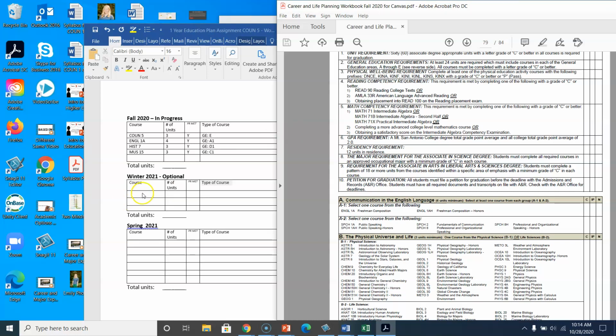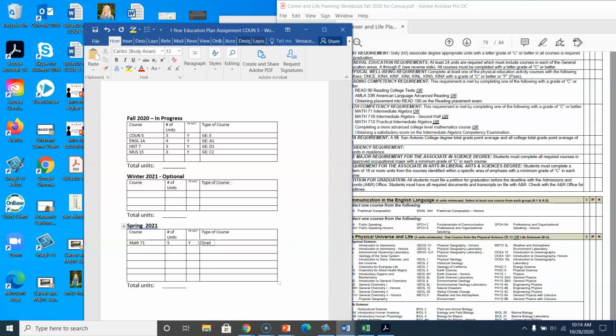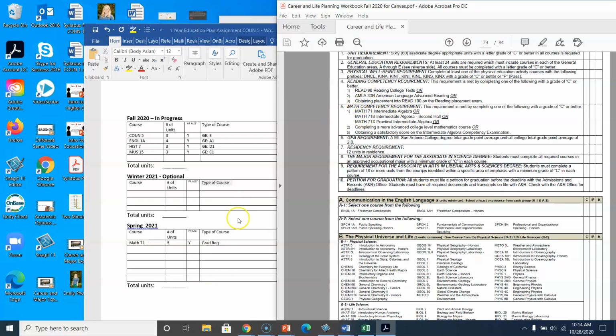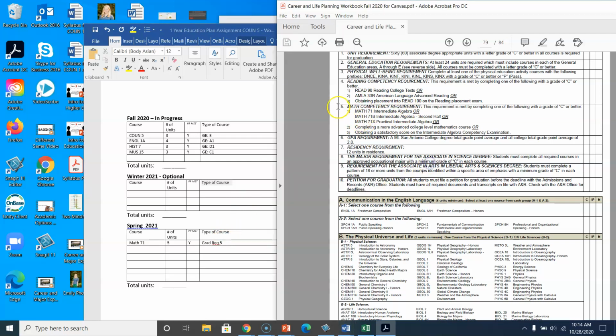He feels like doing Math 71, so he's going to put it in the spring. So that's 5 units, and we know he met the prereq because that's an open entry class. And we're going to call this a graduation requirement. Because it doesn't have a number to it, we'll call it graduation requirement number 5, right here. Okay. So we've got math and English planned.